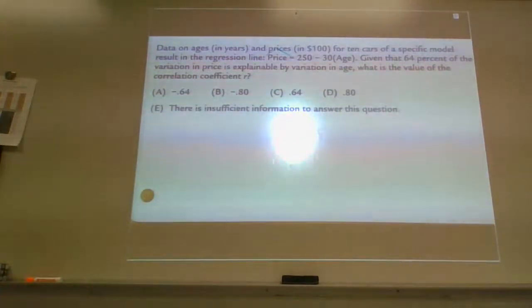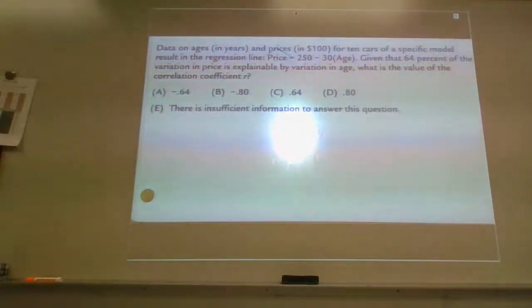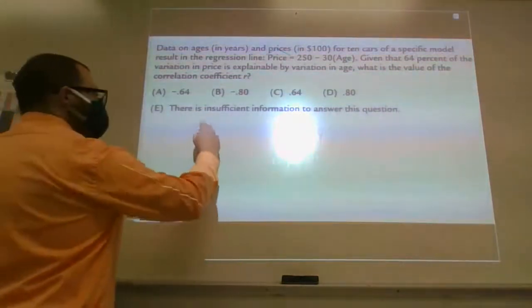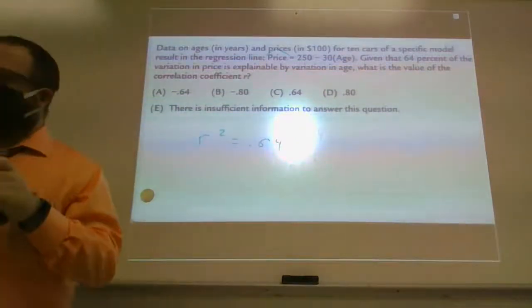It's neither A or C. Given that 64% of the variation in price is explainable by variation in age, tell me, what is that describing? It's describing R squared. They didn't ask for R squared. R squared is 0.64, but that's not what R is. R is definitely not 0.64. R squared is 0.64. Thus, you got to take a square root.